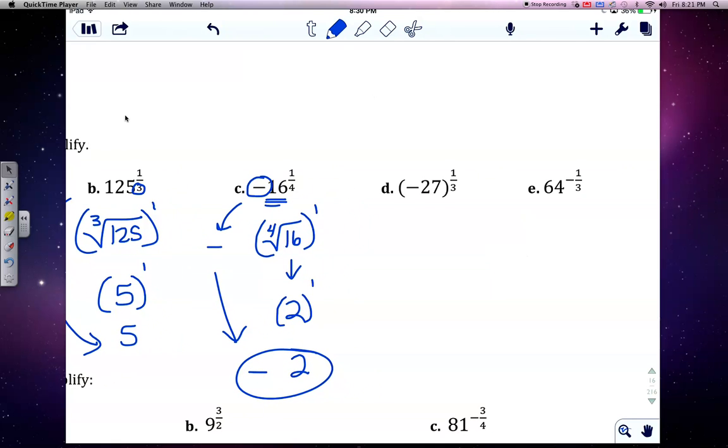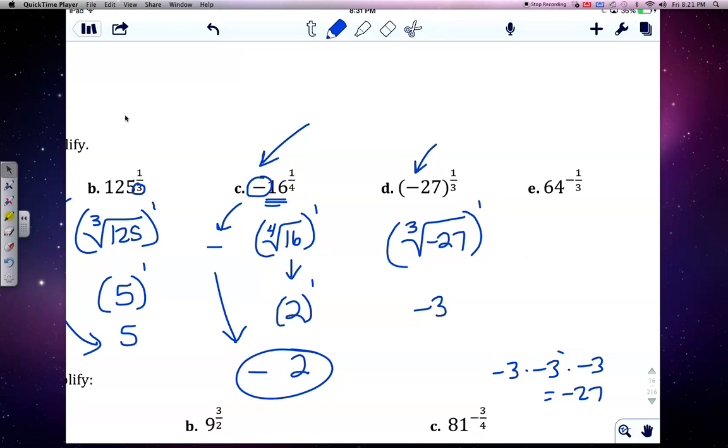Now part D, notice how this negative sign is inside the parentheses, that's part of my base. This one was not in parentheses, so it just got dropped down in the answer. So here I have the cube root of negative 27. This is the index that goes out here, and a power of 1. The cube root of negative 27 is negative 3. How do we know that? Because negative 3 times negative 3 times negative 3 is negative 27. This is positive 9 times negative 3 is negative 27. To the first power, which gives me negative 3.